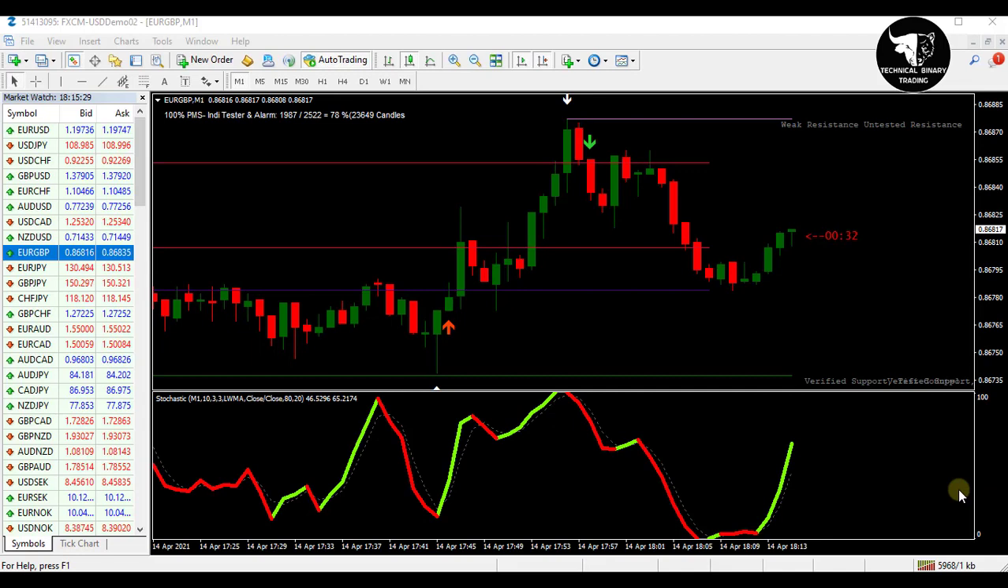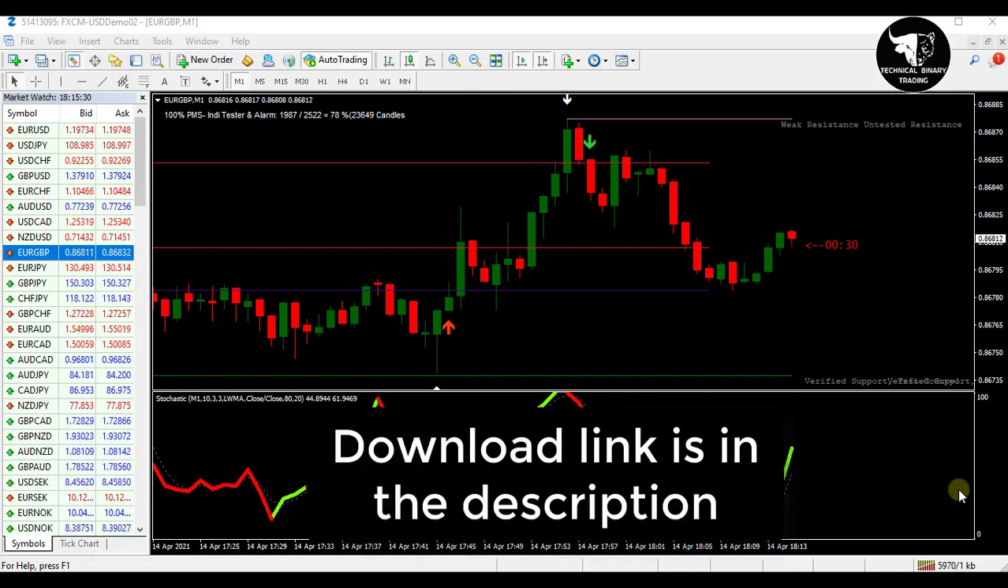I am sharing a free support and resistance indicator which will be installed on MT4. Many people get confused on how to draw support and resistance lines in IQ Option. So this is especially for those people.